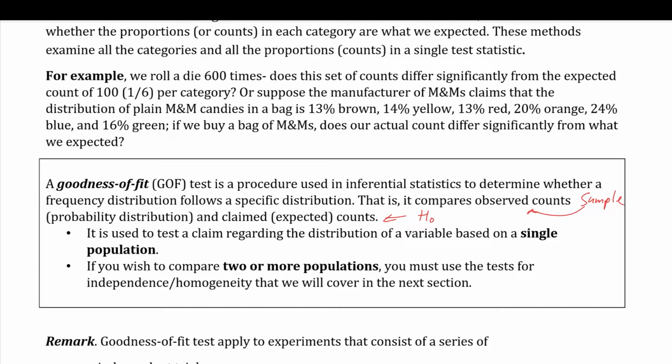Continuing, it is used to test a claim regarding the distribution of a variable based on a single population. So in this section, we're dealing with a single population. If you wish to compare 2 or more populations, you must use tests for independence and homogeneity, which are going to be covered in the next section.